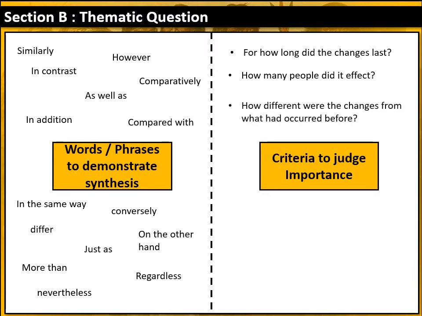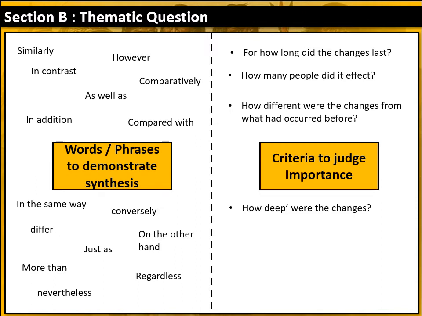A third one could be this. Well, how different were the changes from what had occurred before? Is this turning point just an extension of something that has already been started? Or is it radically different and therefore displays a completely different direction that in this case the federal government is taking?